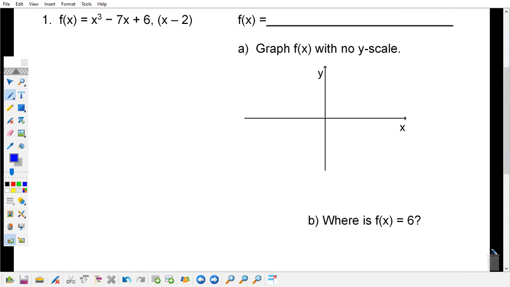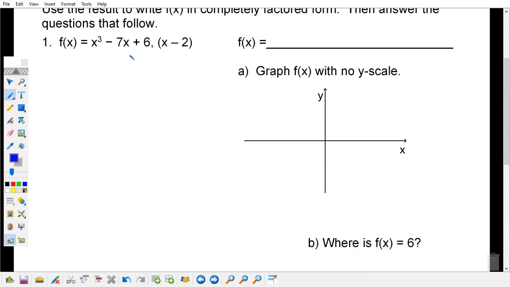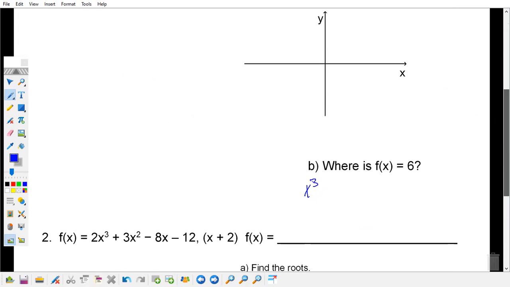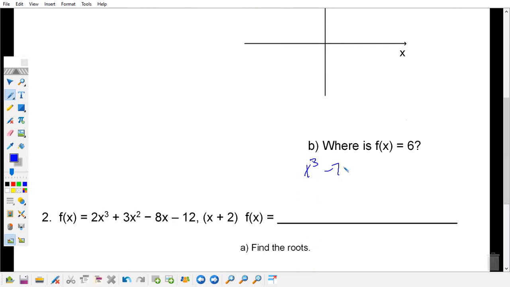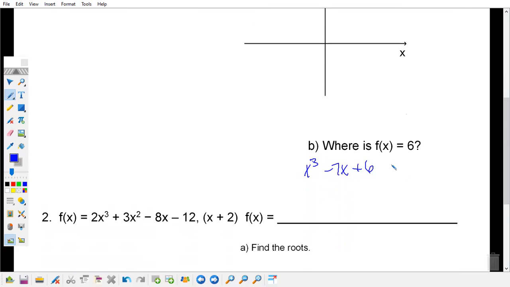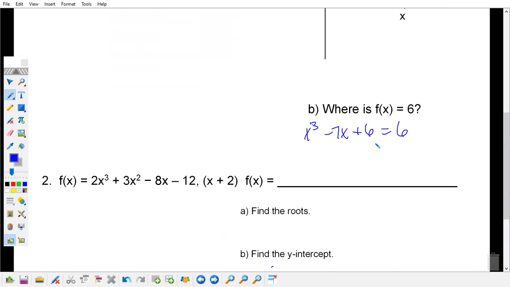The other thing I want to talk to you about is when it says, where f of x equals 6. Your f of x is just the original. So it's asking you, when is this equal to 6? Which one is not linear? So it's saying x cubed minus 6x plus 6 equals 6, and it wants you to solve that. This is just a review of solving polynomials. That's what this is asking you here.